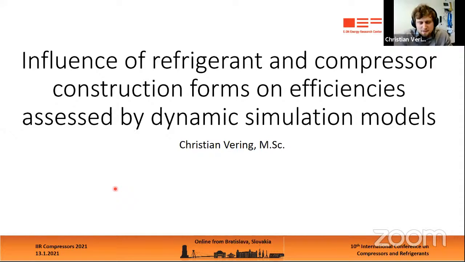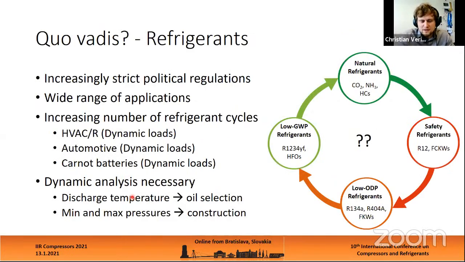And one could ask the question, why another compressor model now? Let me take the next 12 minutes to show you why we use this further compressor model. As we have already seen in the introduction of this conference, we again have the question about which refrigerant we should take now. We started using natural refrigerants, then went through safety refrigerants to low ozone depletion potential refrigerants. Now we are in times of low global warming potential refrigerants, and increasingly strict political regulations more or less force us to look at alternatives which we have the permission to use in the future.